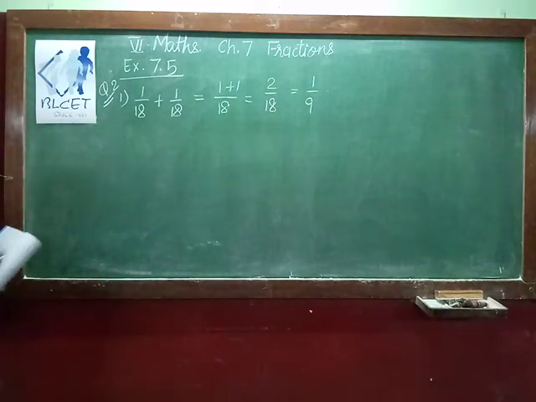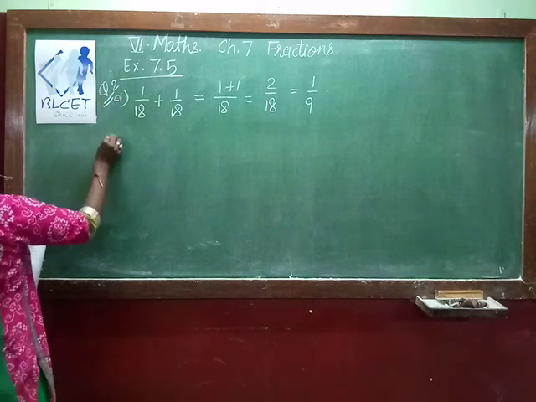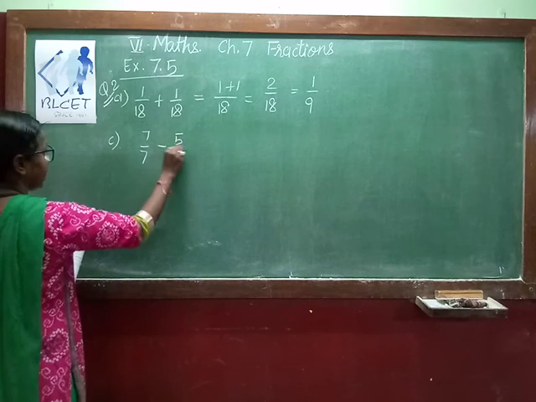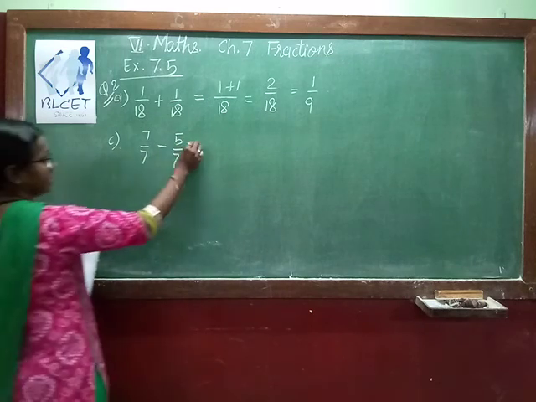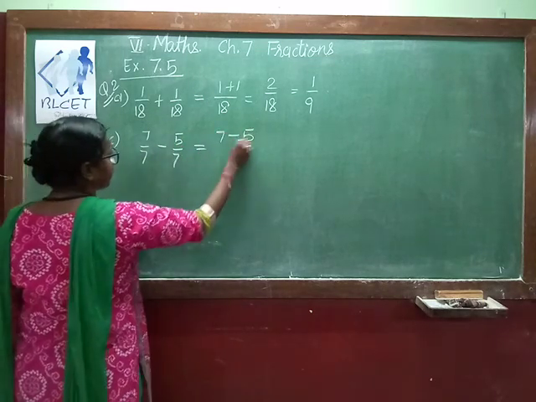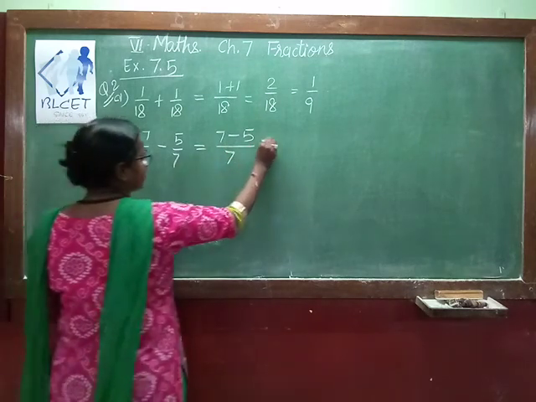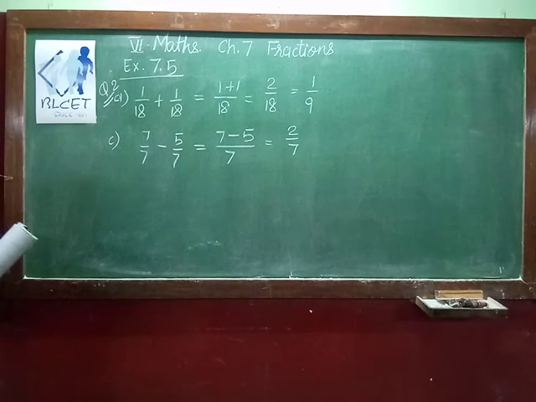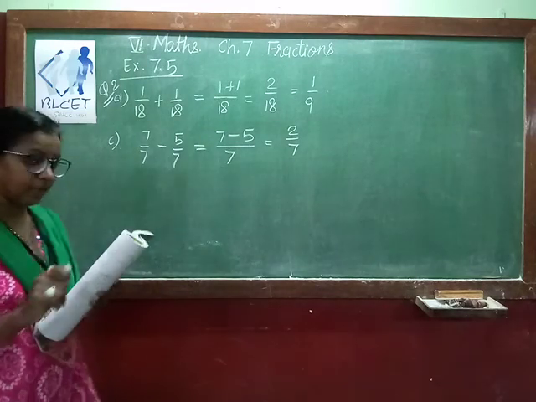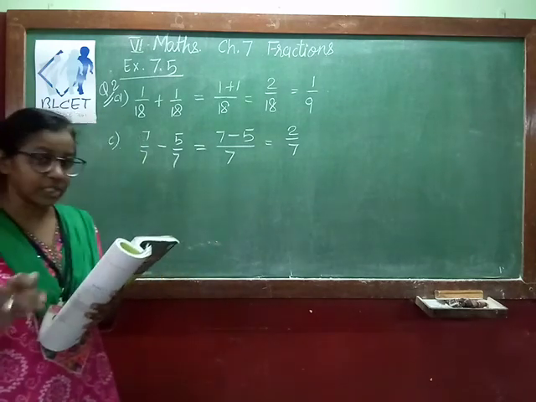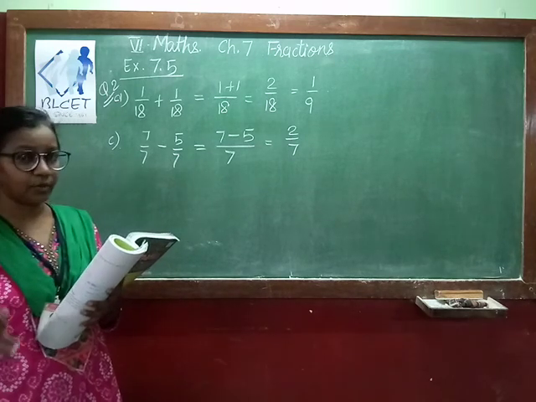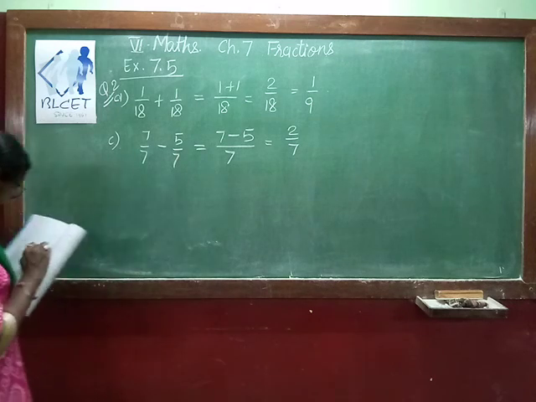Then I am solving the C question. This is your A. C, what is that? 7 by 7 minus 5 by 7. These are also like fractions. So 7 minus 5, subtraction of numerators, divided by 7. What answer are you getting? 2 by 7. Next is 1 by 22 plus 21 by 22. So 1 plus 21 divided by 22, you are getting the answer 22 divided by 22, which is equal to 1.